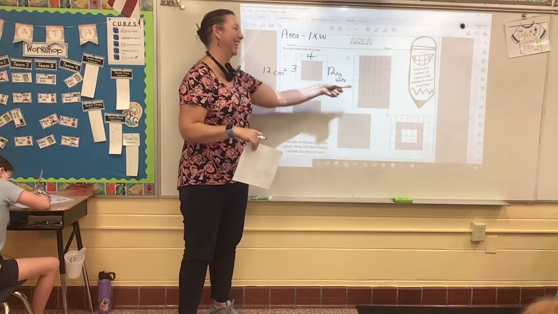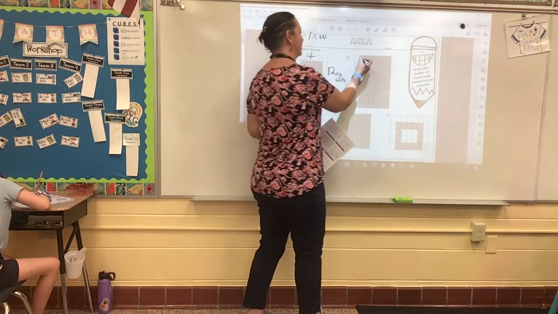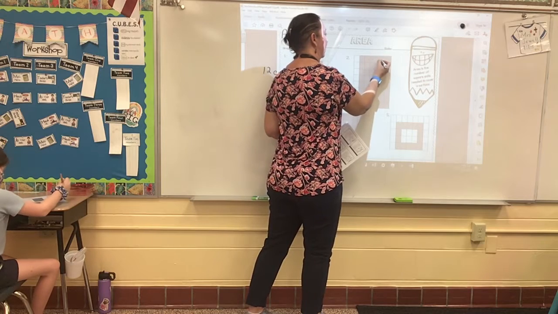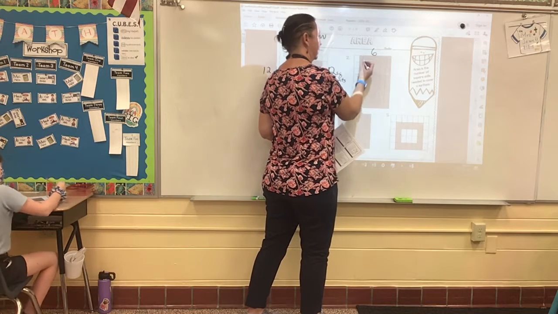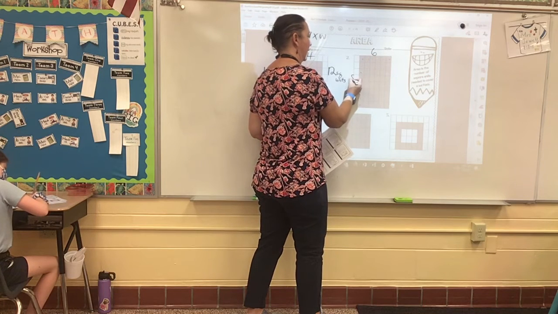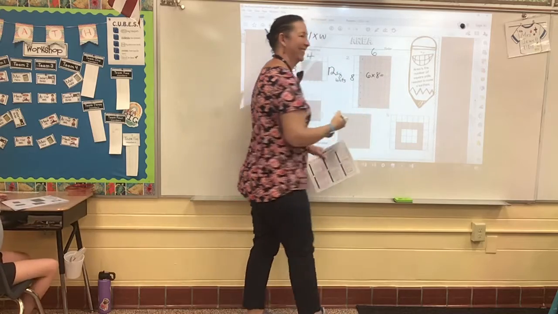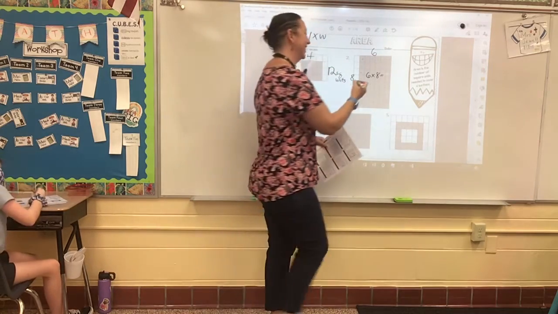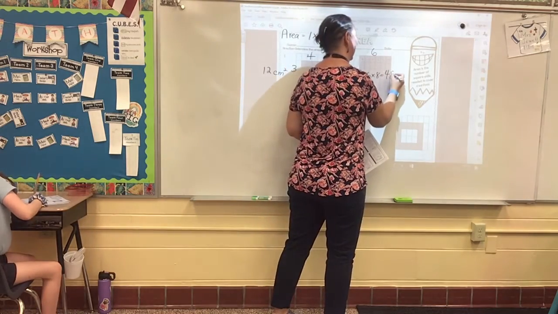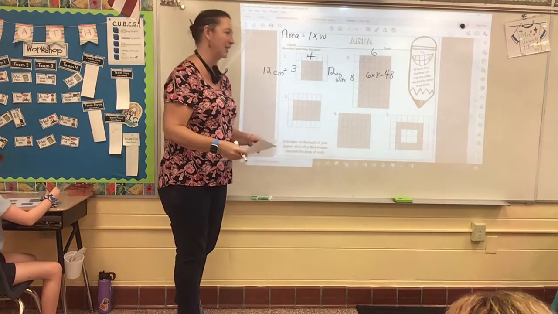12. Okay, so if I calculate this one by multiplying, I'm going to multiply 1, 2, 3, 4, 5, 6 times 1, 2, 3, 4, 5, 6, 7, 8. And what is 6 times 8? 48. Not 38. 48. Good. So it would be 48 square units, or units squared.